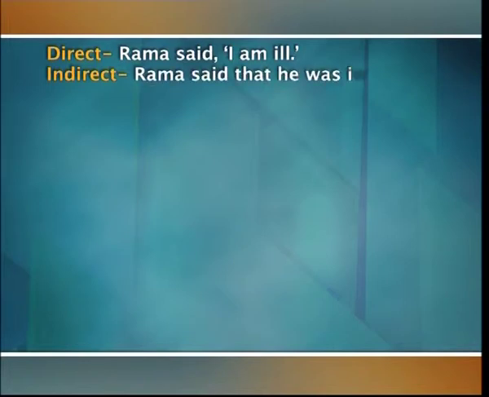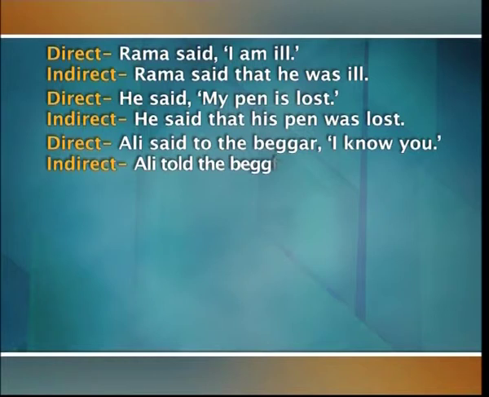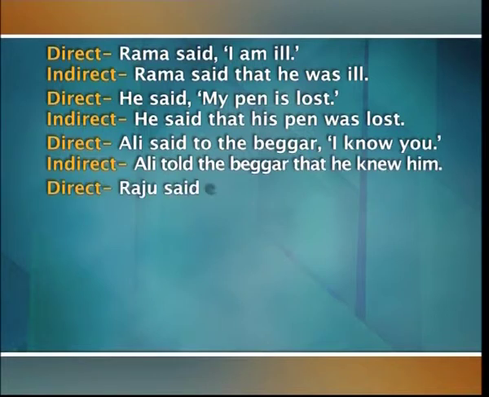Direct: Rama said, "I am ill." Indirect: Rama said that he was ill. Direct: He said, "My pen is lost." Indirect: He said that his pen was lost. Direct: Ali said to the beggar, "I know you." Indirect: Ali told the beggar that he knew him.